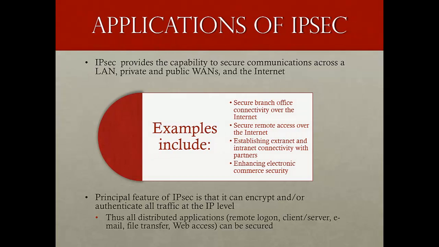So let's talk about the applications of IPsec. IPsec provides the capability to secure communications across a LAN, across private and public WANs, and across the Internet. Examples of its use include the following: secure branch office connectivity over the Internet. A company can build a secure virtual private network over the Internet or over a public WAN. This enables a business to rely heavily on the Internet and reduce its need for private networks, saving costs and network management overhead.